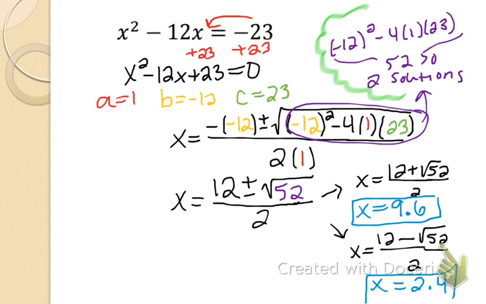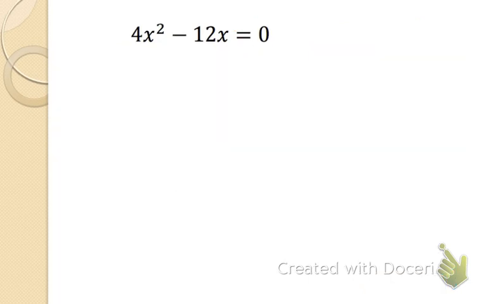So let's try another one. 4x squared minus 12x is equal to 0. As you can see, maybe just by looking at this, you notice there's something different. What's different about it is there are only 2 terms, versus the previous problems we've been working with, which had 3 terms. So that means there is a missing term.